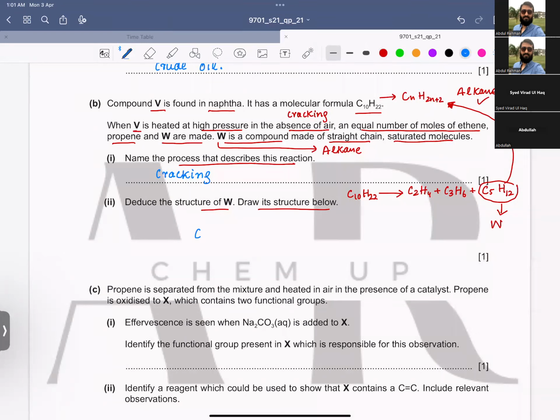If I have to draw the structure, so CH3, CH2, CH2, CH2, and CH3. So it becomes C5H12. Is this clear? Then we can also draw it skeletal, right? Yes, they have said structure, so it can be displayed skeletal or this one, but you can't write just C5H12 because they are asking for structure. So if you just write C5H12, then you will not be marked. Okay.